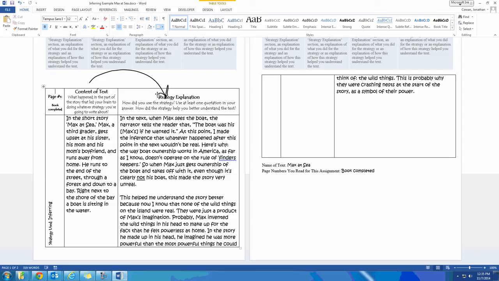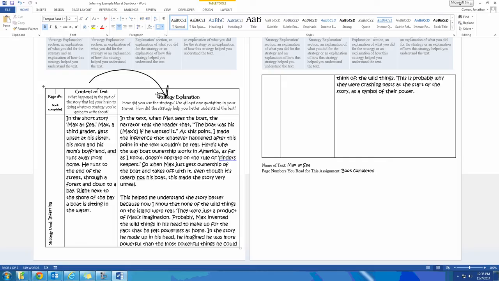Here's why. The way boat ownership works in America, as far as I know, doesn't operate on the rule of finders keepers. So when Max just gets ownership of the boat and takes off with it, even though it's clearly not his boat, this made the story very unreal. So this is an inference I made. I made an inference that's not real because you don't just get a boat for looking at it, like it happened in the story. So how did it help me understand the story?